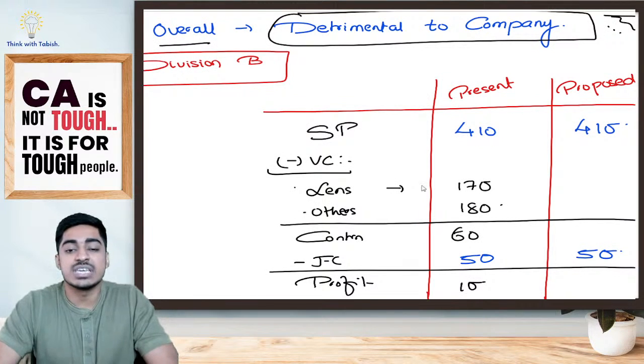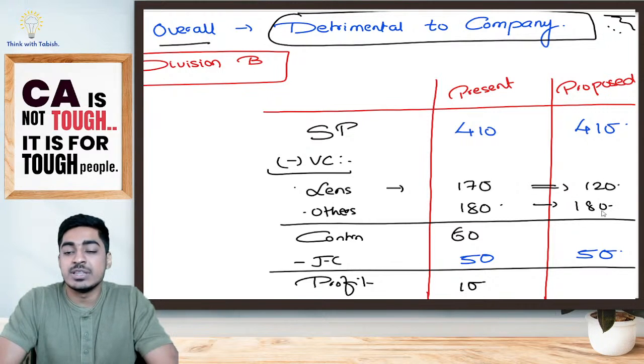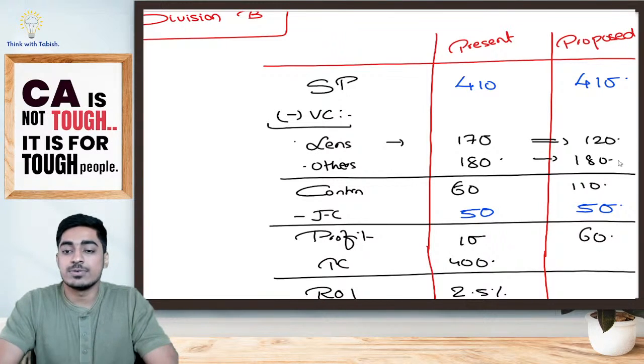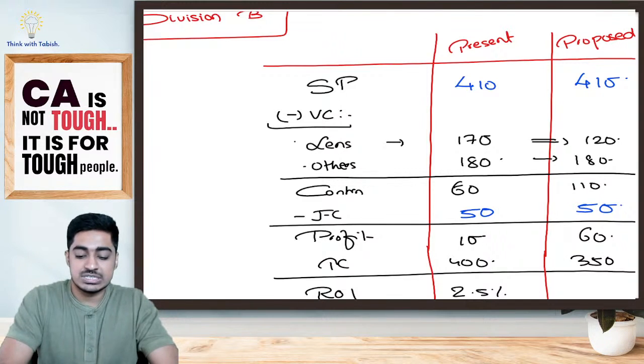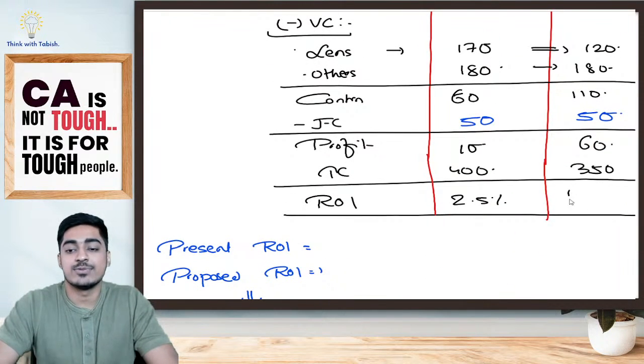But in the proposed case, lens will be getting it at 120 rupees. Other variable cost will be 180 only. So 300 will be the variable cost, 110 will be the contribution, 60 will be the profit on a total cost of 120, 180, 300, 350 rupees. So 60 upon 350. Yes, it will come to 17.14%.